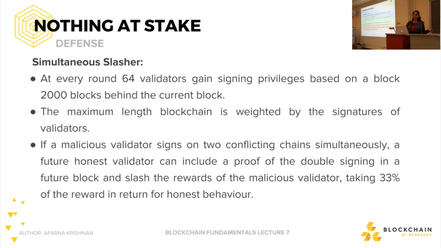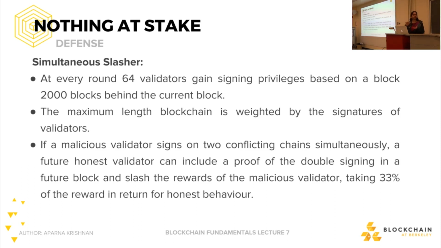So how do we prevent that? Well, there are a couple of solutions. The first is called simultaneous slasher. The idea here is at every proof of stake round, you pick randomly 64 validators who gain this privilege called signing privileges.